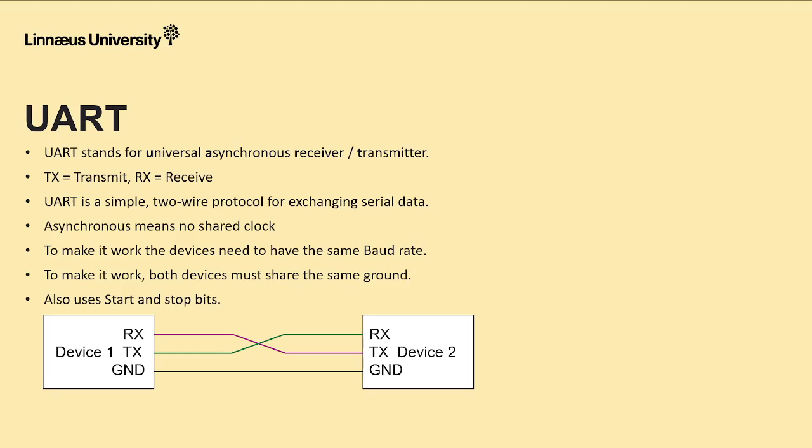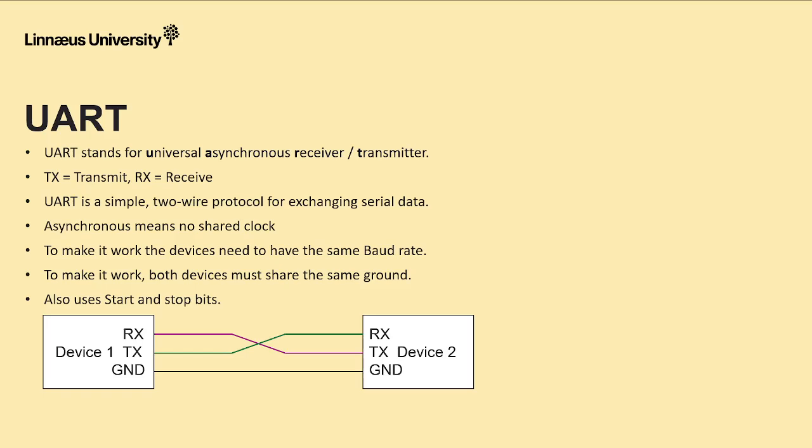First of all, UART stands for Universal Asynchronous Receiver and Transmitter. It's a simple two-wire protocol for exchanging serial data. The asynchronous part means that there is no shared clock, and that means that we have to use the same baud rate on both devices. The two-wire thing means that there is one transmitter and one receiver. The transmitter is called TX and the receiver is called RX.